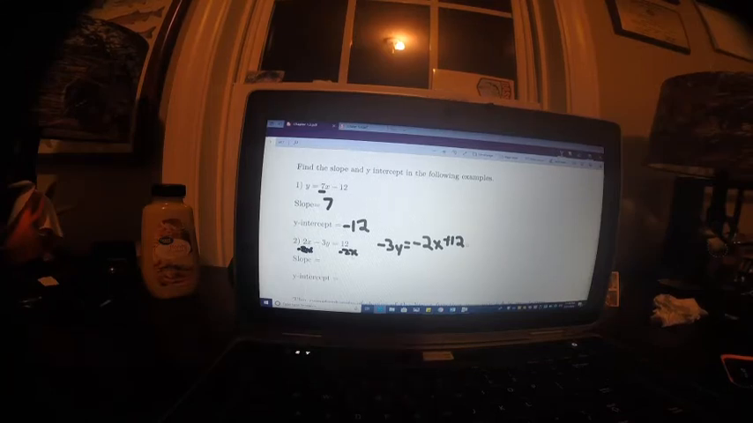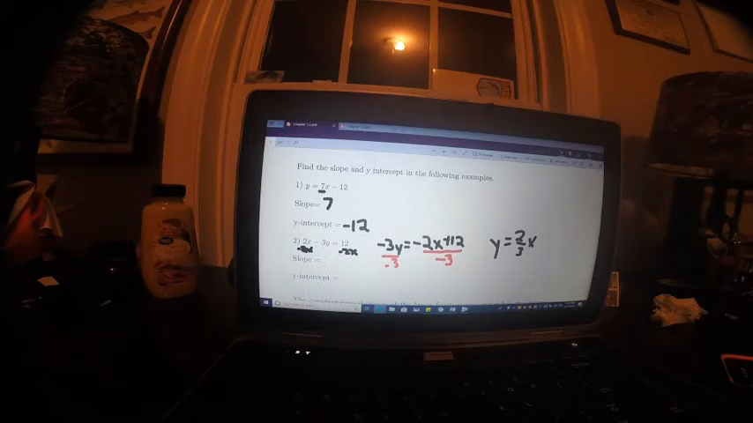Now I still need to divide by this negative 3 to get rid of it and get my y by itself. So let's do that. Let's divide this by negative 3, which means we divide this whole side here by negative 3 as well. Now when I'm doing that, I'm going to separate the two so that what I get is y equals negative 2 divided by negative 3. The negatives cancel out. I wind up with a 2/3 x.